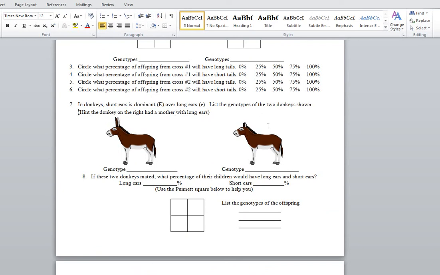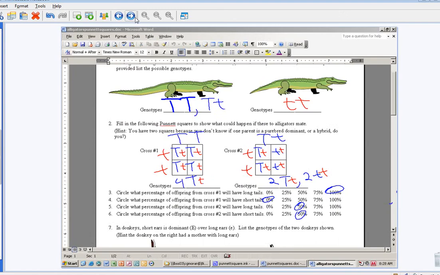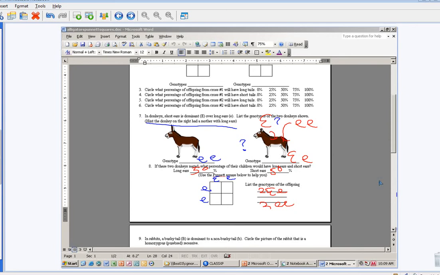It means it had a mother with a recessive trait. So take a look at the solution. Let's go over here. Pause and take a second. So what it is, I underlined, here's the genotype of the one donkey, here's the genotype of the other. Originally in class, I'll put a question mark, and then we'll talk about what it is.